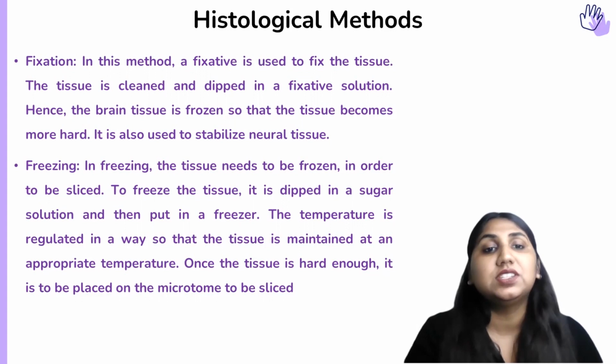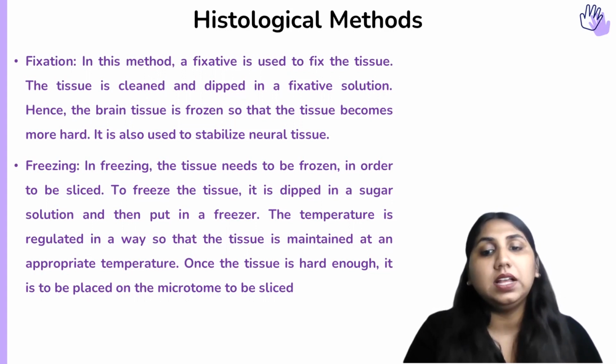Next comes freezing. As the name suggests, in freezing we freeze the tissue in order for it to be sliced. To freeze the tissue, it is often dipped in a sugar solution and then put in a freezer. The temperature is regulated so that the tissue is maintained at an appropriate temperature, neither too cold nor too hot. Once the tissue is hard enough, it is placed on the microtome to be sliced. You cut the tissue very thin so that you can study it further.